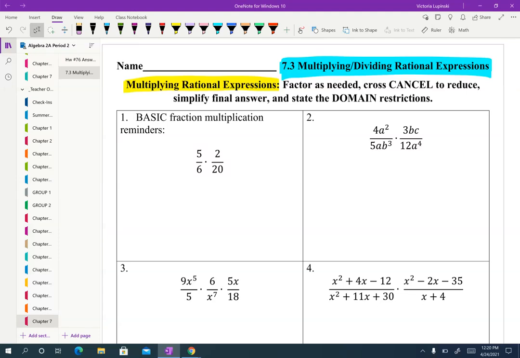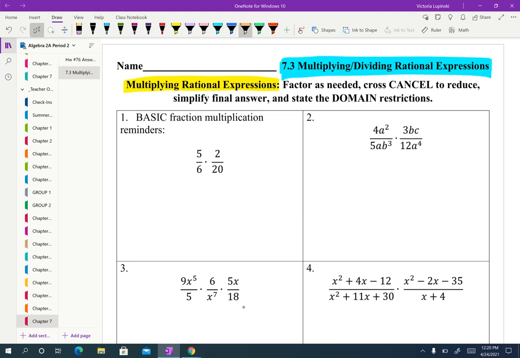All right, welcome everybody. Today we're going to go ahead and finish up section 7.3. We're going to take everything we did in the previous lesson, all of the factoring and all of the simplifying, and now we're going to extend it to multiplying and dividing rational expressions. So we're going to start with multiplying here on the front.